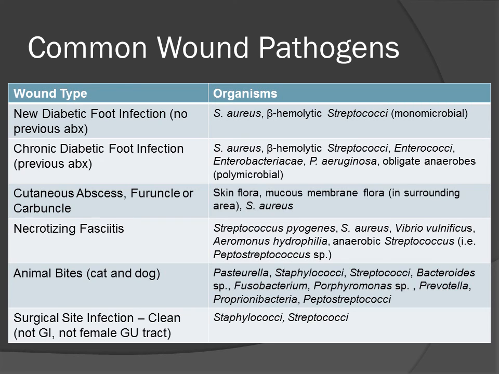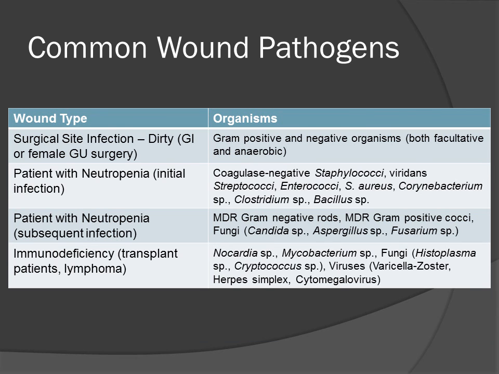Surgical site infection from a clean site, so not a gastrointestinal site and not from the female genitourinary tract, is most likely to be a Staphylococci or a Streptococci genus. Surgical site infection from a dirty site, so dirty sites are those that already have bacteria in them. Typically gram-positive and negative organisms can be implicated, both facultative and anaerobic. So when you do have these types of infections, you're going to want to have anaerobic coverage along with gram-positive and negative.